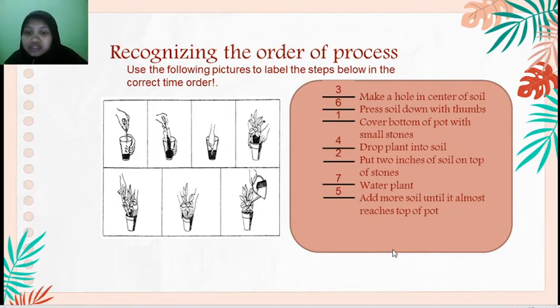Number one, first, cover bottom of pot with small stones. Second, put 2 inches of soil on top of stones. Third, make a hole in center of soil. Fourth, drop plant into soil. Five, add more soil until it almost reaches top of pot. Six, press soil down with thumbs. And last, water plants.